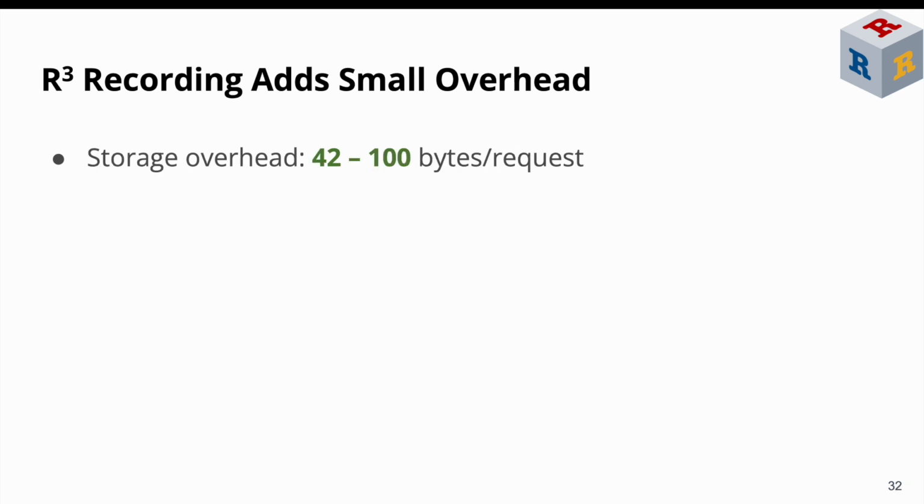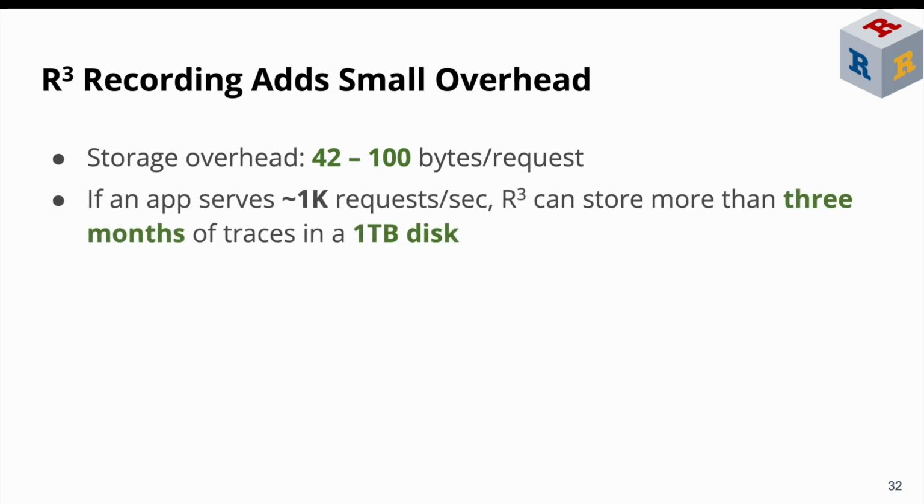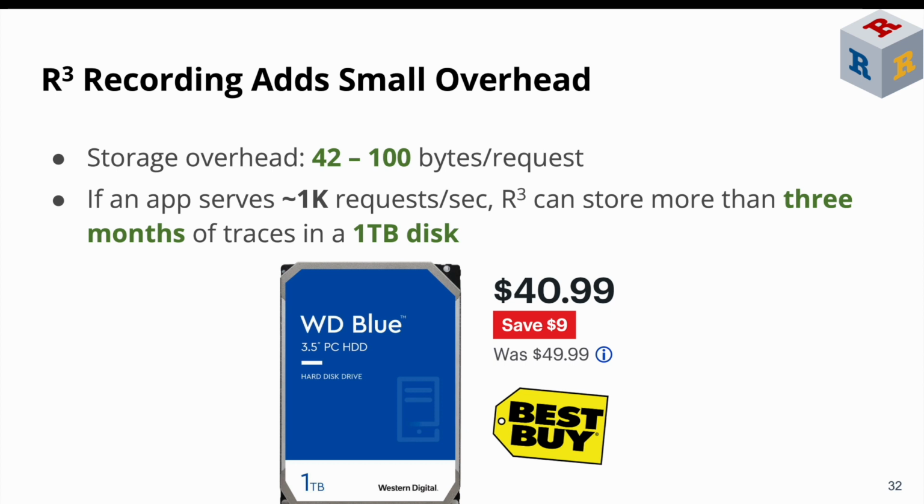We also look at storage overhead. It's about 42 to 100 bytes per request, depending on the application input sizes. So if an application serves 1,000 requests per second, we can efficiently store more than 3 months of traces in a 1 terabyte disk, which is fairly cheap.